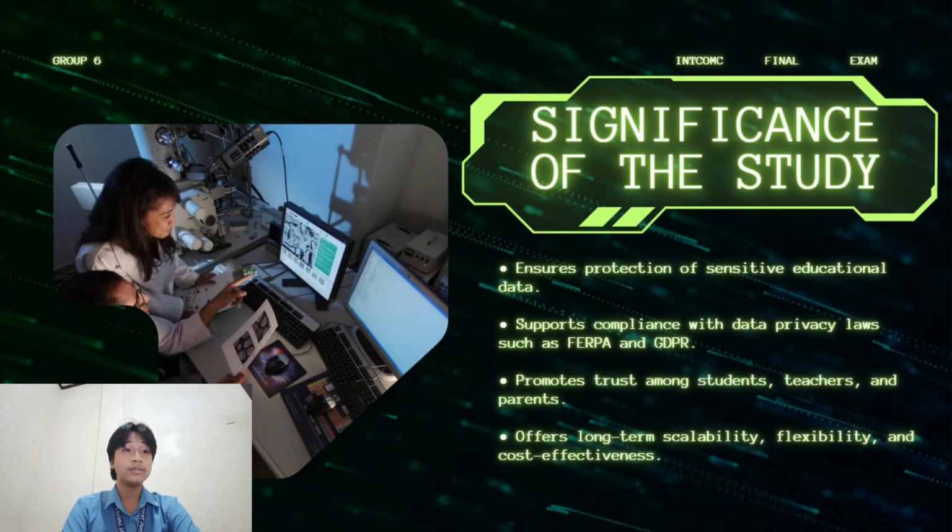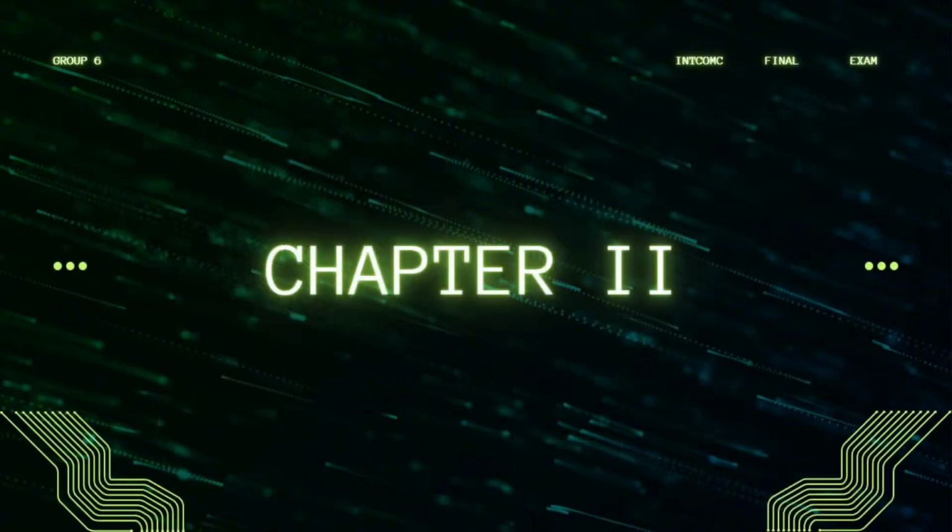For the last one, it offers long-term scalability, flexibility, and cost effectiveness. Moreover, this research contributes academically by filling a gap in existing literature that has largely overlooked private cloud systems in favor of public and hybrid models.